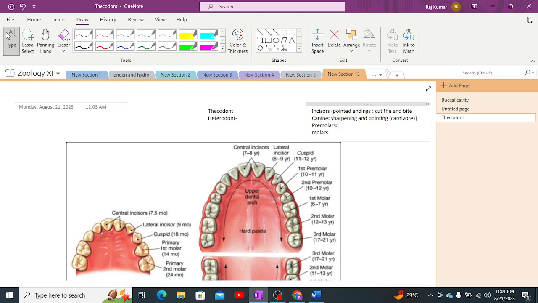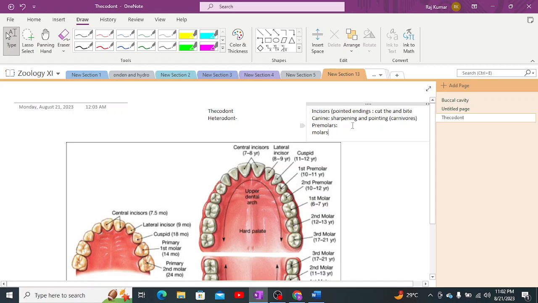After which there are premolars and molars. Premolars and molars have a relatively similar structure. However, there are a few differences. For instance, premolars are a bit wide, whereas the molars are a bit flat. But both of these have the same structure. So the premolars are quite wide and molars are flat.